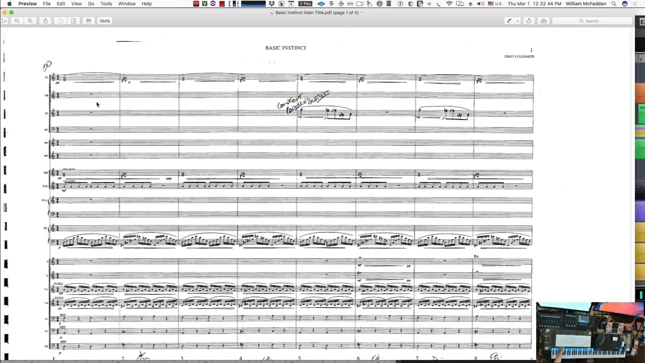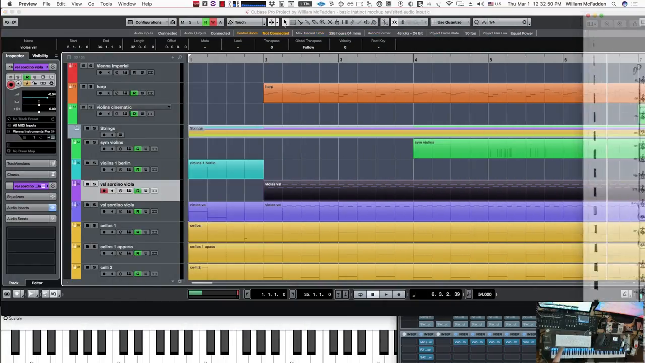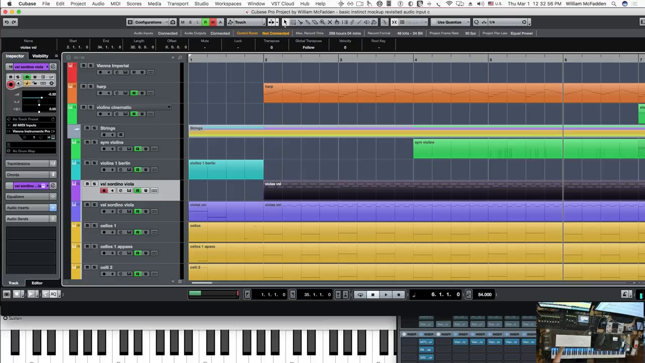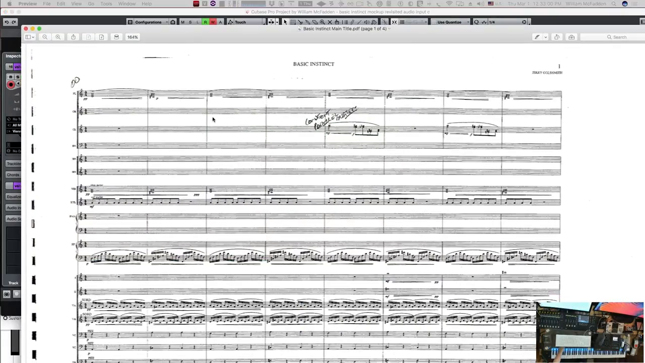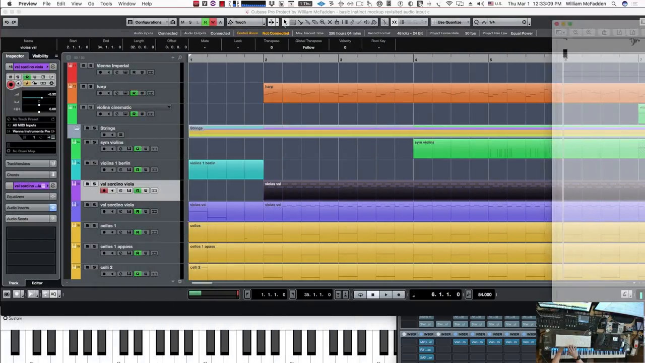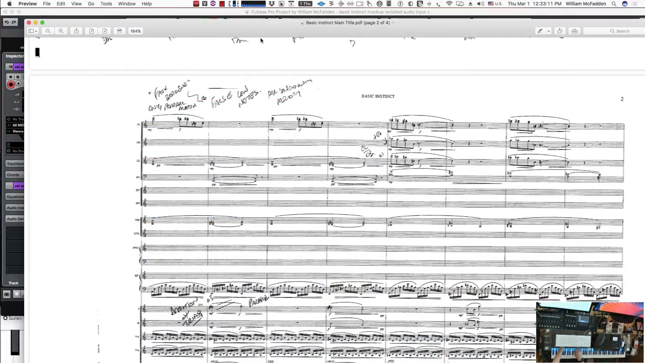So basically we've looked at 1, 2, 3, 4. Let's take a look at these measures here, starting at measure four in the score, measure five in the DAW, or actually measure six in the DAW. So here we actually see the clarinets come in. If we can get that going. So, measure six.